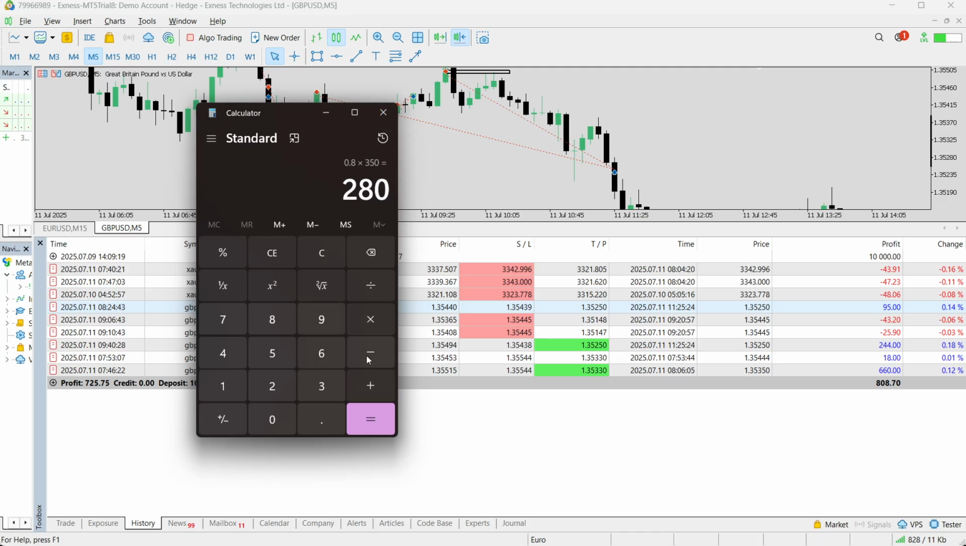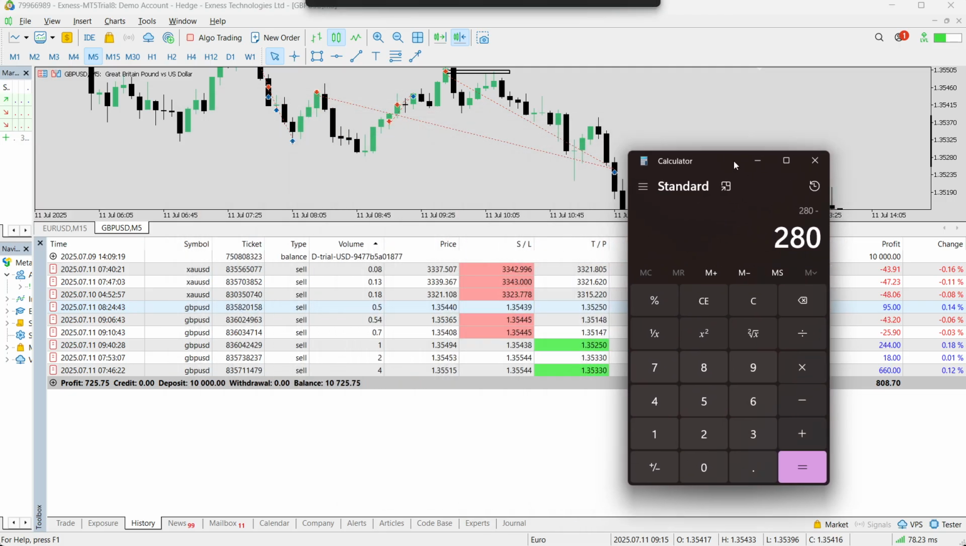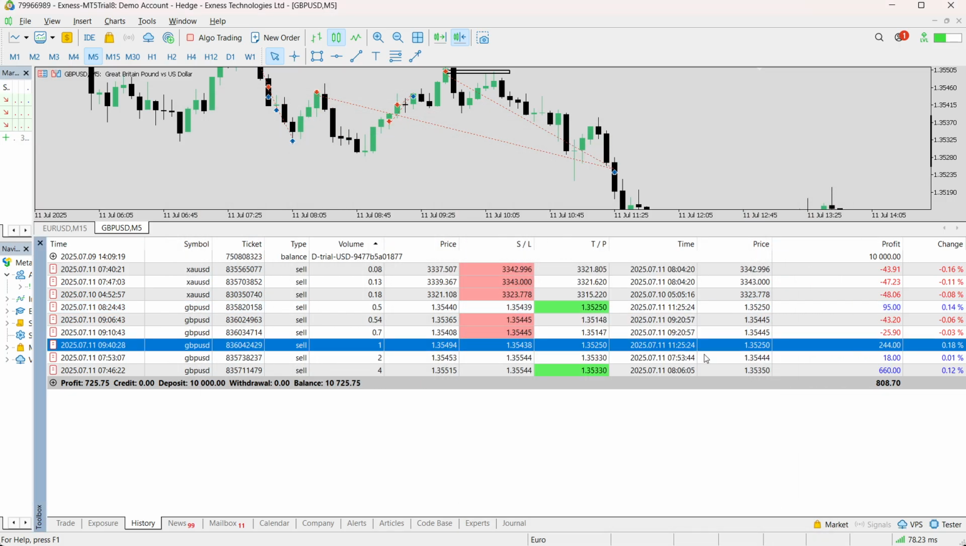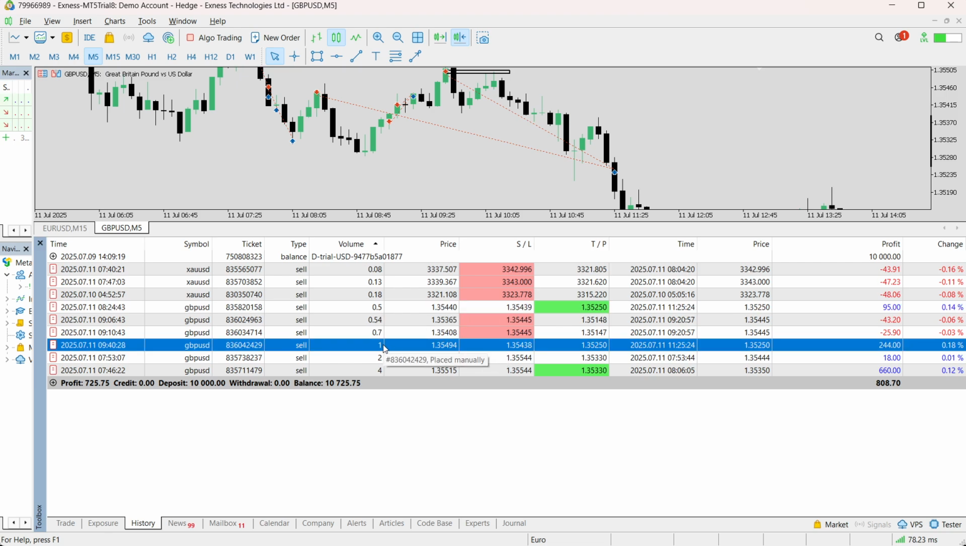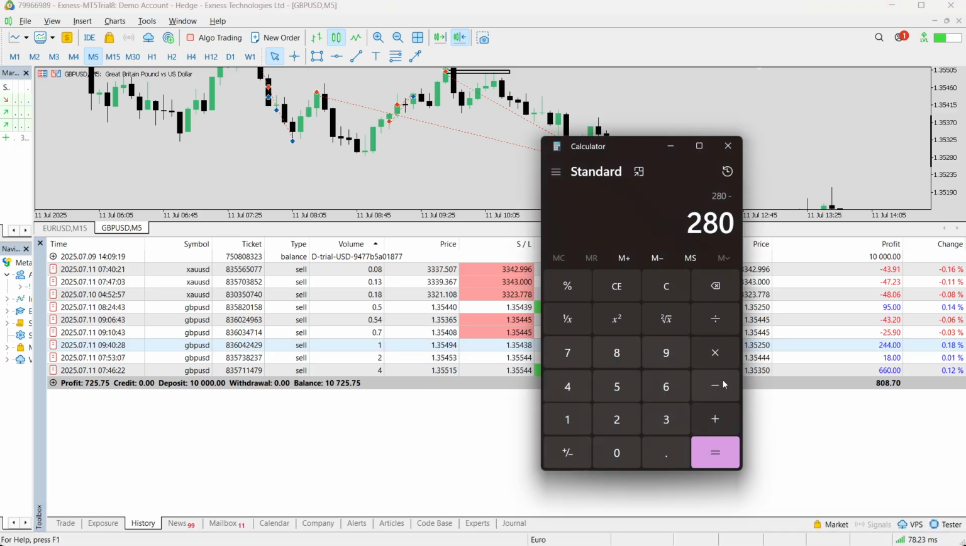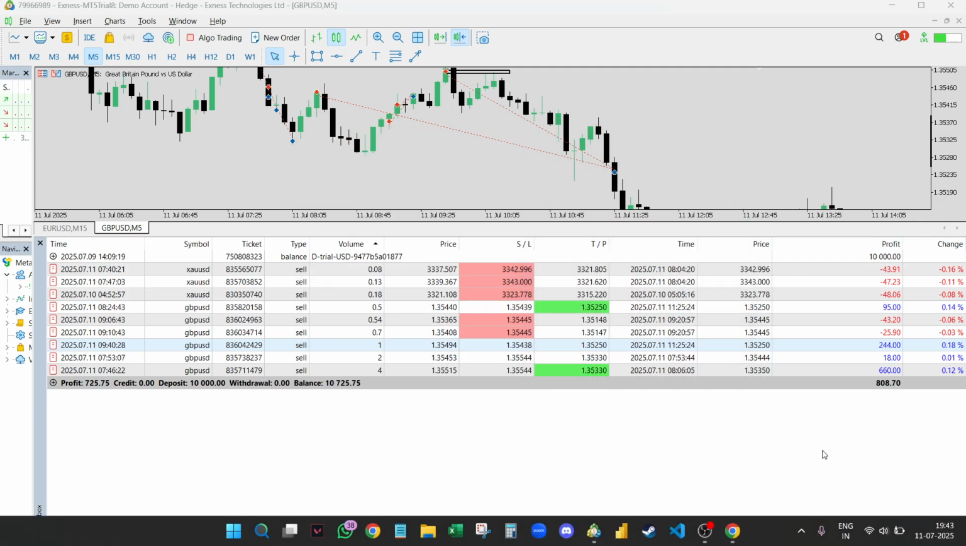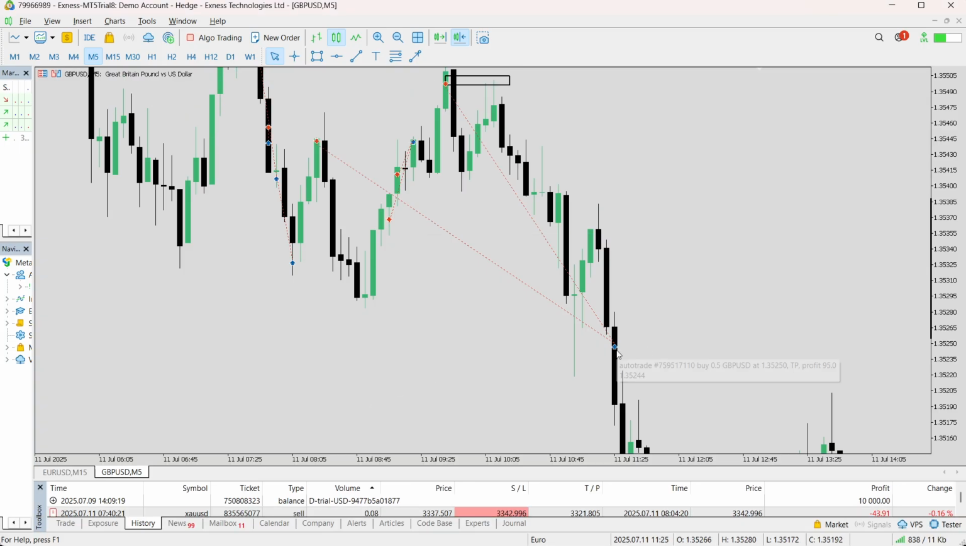And charges and all cost me around, I will calculate. This one was one lot, this one was 0.5 lots. For one standard lot, they will charge you around $4 per lot. So minus $4, minus $2, $274 for this trade. What I was saying is this is my profit from these trades.